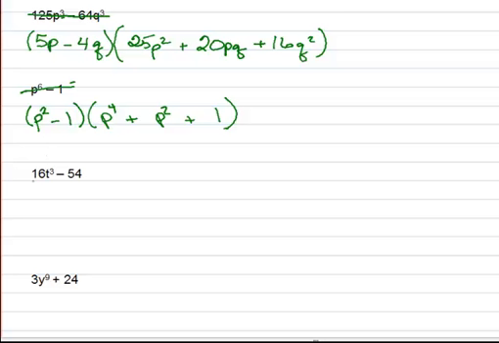Again, we look at these. Is 16 a perfect cube? And the answer is no. All right, so now we've got something else we need to think about. 16 is a perfect square, but 54 is not a perfect anything. And this cube tells us a really good clue that there's something interesting going on here.